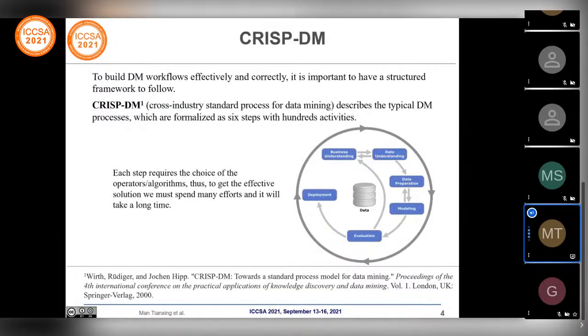So to build data mining workflows effectively and correctly, it is important to have a structured framework to follow. And CRISP-DM describes the typical data mining processes. It is formulated as 6 steps with hundreds of activities, and each step requires the selection of operators or algorithms. Thus, to get an effective solution, we must spend much effort and time.